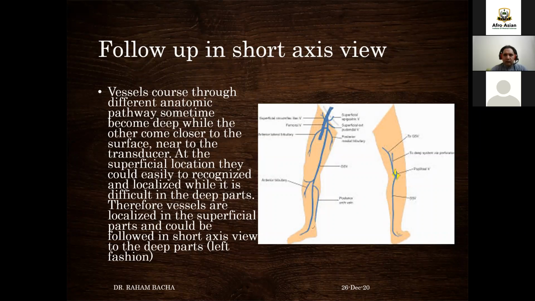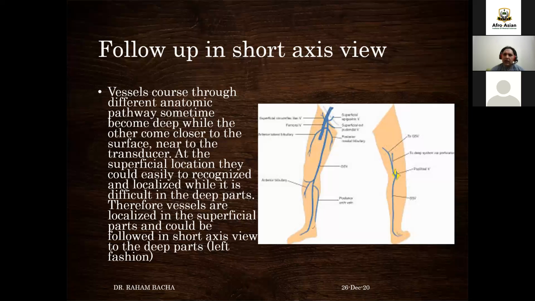So that is also a provocative measure, because we know the course of the vein varies from place to place. At some regions it will be too deep, while at other regions it will be superficial. So with the help of a high resolution linear transducer, it will be easy to localize it while it is superficial. So we will localize it at the superficial region, and then we will follow it in short axis view to the area where it is situated deep.